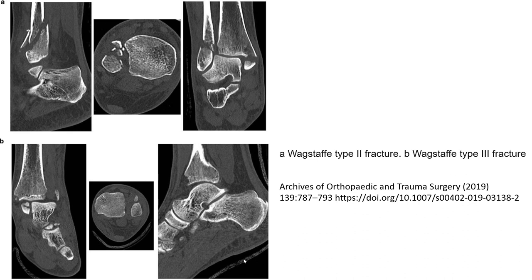So image A is an example of the Wagstaffe type 2 fracture, as you can see in the above image. And image B is a Wagstaffe type 3 fracture, as you can see in the below image, the bottom.